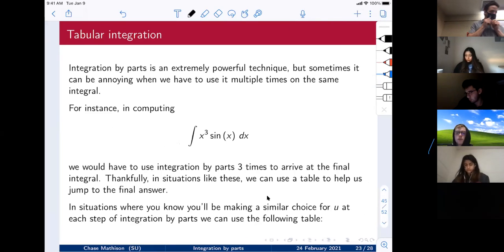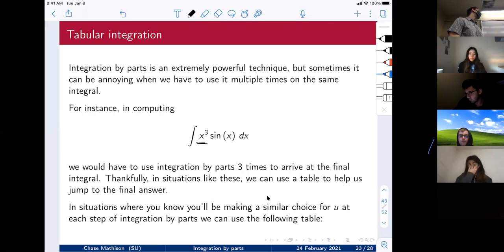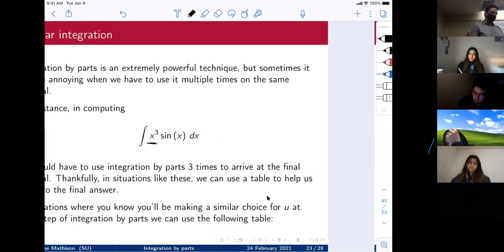Okay, so at every step of the way in this integral, the first step, I'm going to take u to be x cubed. Then my next step, when I take du, I'm going to get 3x squared. And so my next step, u is going to be x squared. And then my next step, u is going to be x. And so on and so on.